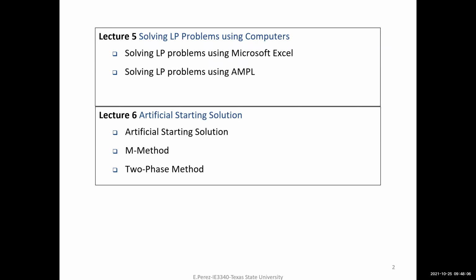And then lecture 6 is the artificial starting solution. So we work with the two methods for solving problems that have constraints that are equalities and greater or equal to, or a combination of those. So how to set up your problem, and also how to find an initial feasible solution for your problem using the M method and also the two-phase method. So those are the 3 lectures that we cover after the first exam.